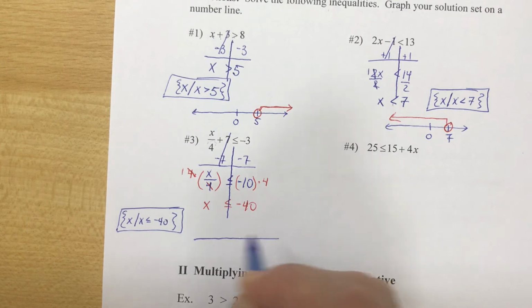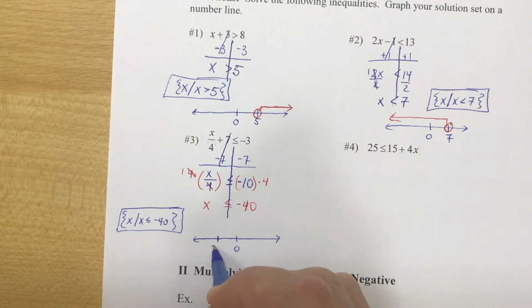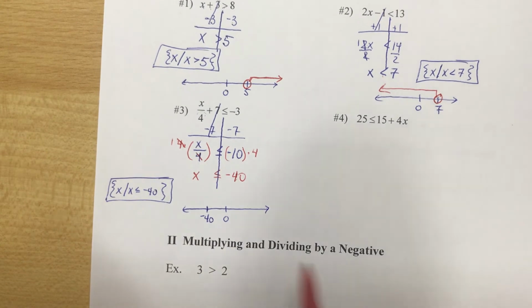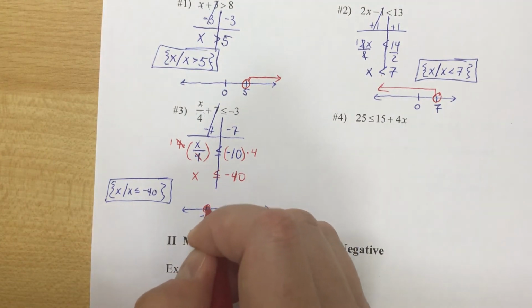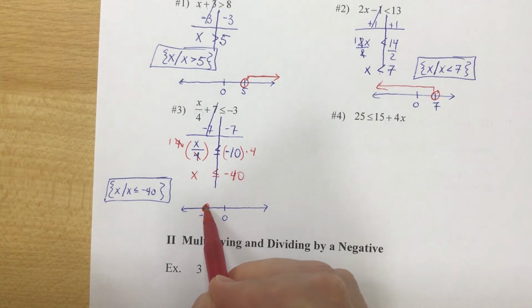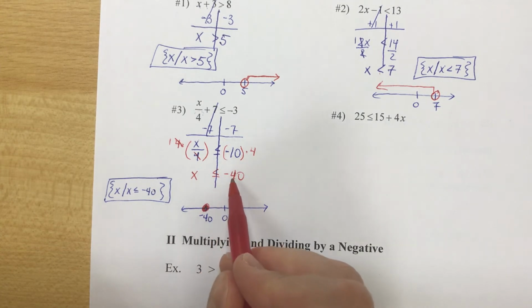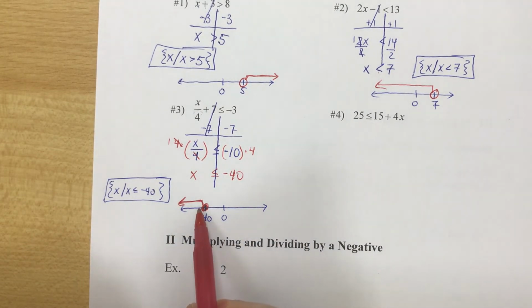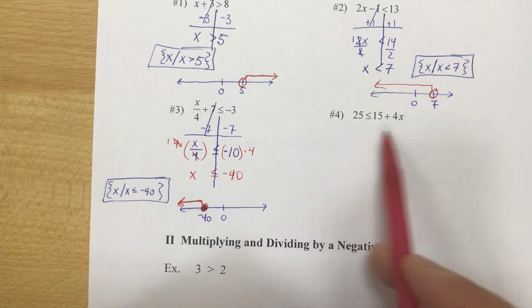To graph it, we draw the number line. Here's 0. Now negative 40, I'm not going to count by ones. I'll put negative 40 here in the negative section. Less than or equal to is a closed circle because negative 40 is less than or equal to negative 40, and then we graph everything to the left, less than. So negative 41 is a solution, negative 50 is a solution, negative infinity is a solution. Number 4.